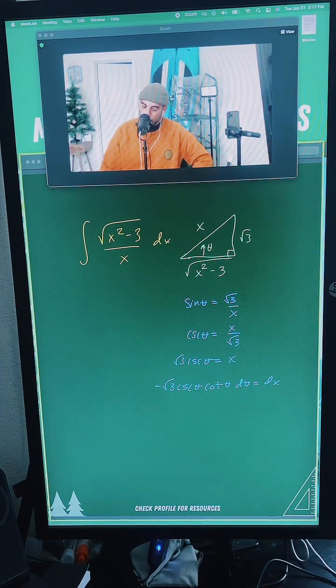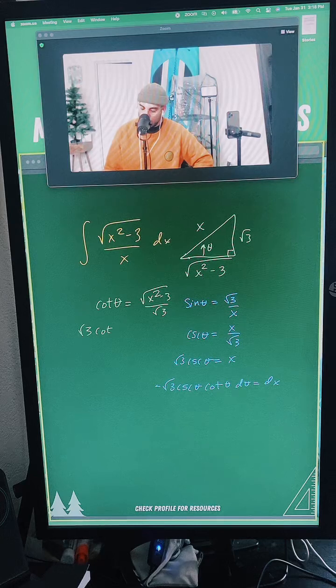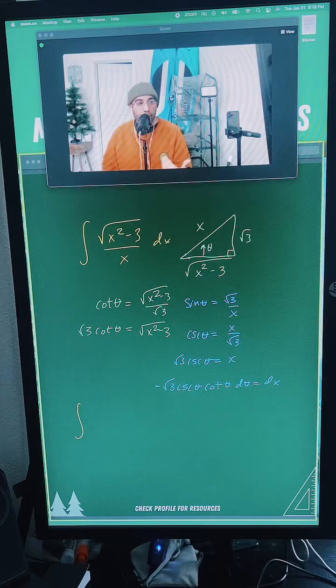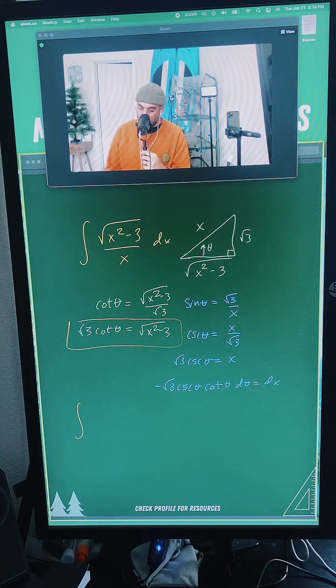And what we're going to use is, we are going to say that cotangent of theta is equal to root x squared minus 3 over root 3, meaning that root 3 cotangent theta is equal to root x squared minus 3. And that's going to help us a lot because now we're going to have the integral, and that root value is our root 3 cotangent.